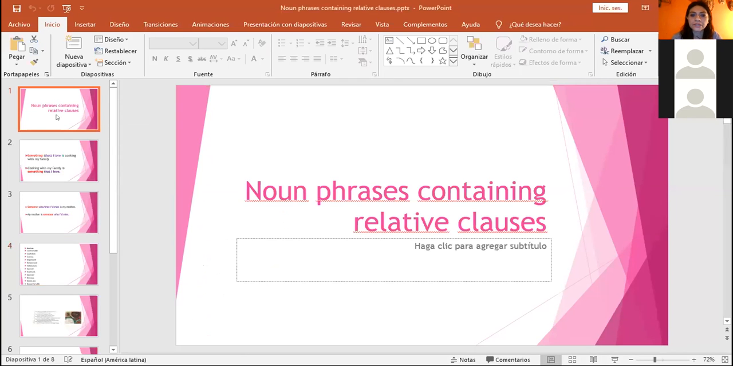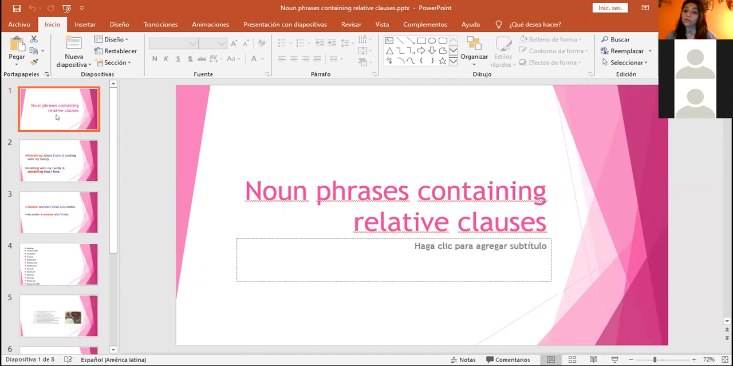Okay, so Sally, yesterday we were talking about this topic, which is pretty much the last topic of section 5. And we're talking about noun phrases containing relative clauses as a subject and as an object, okay? Now, remember that relative clauses are called relative clauses because we use that, who, which, whom, or whose, those relative pronouns.